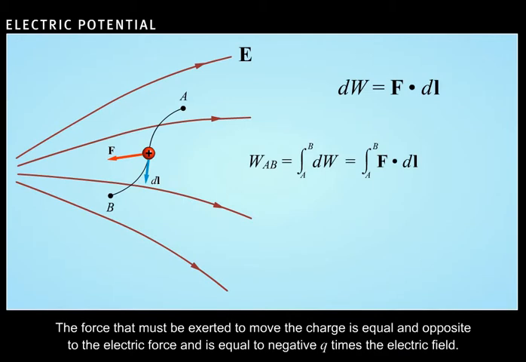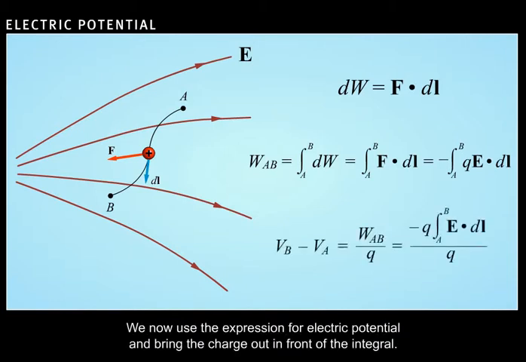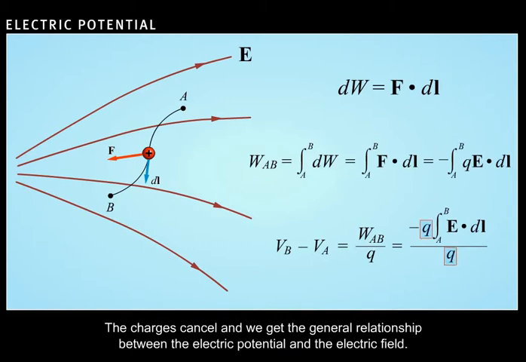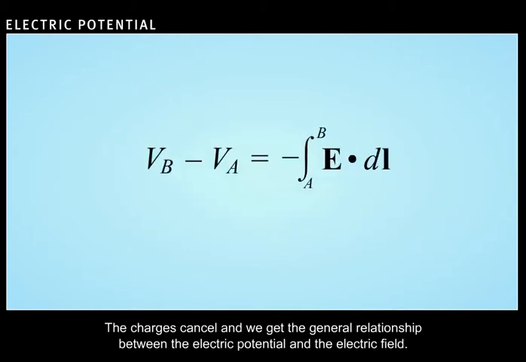The force that must be exerted to move the charge is equal and opposite to the electric force and is equal to negative Q times the electric field. We now use the expression for electric potential and bring the charge out in front of the integral. The charges cancel, and we get the general relationship between the electric potential and the electric field.